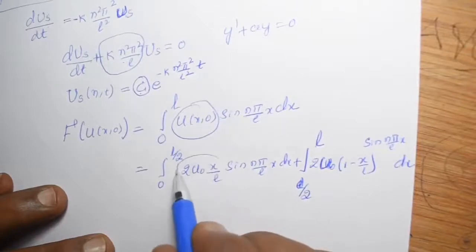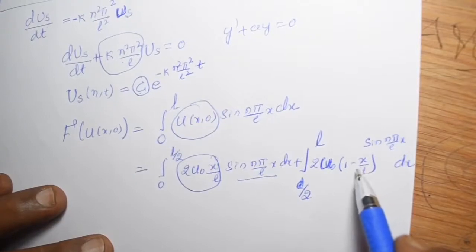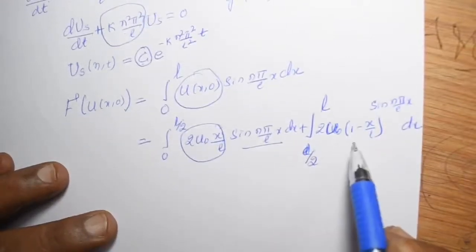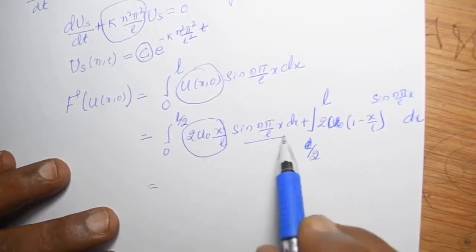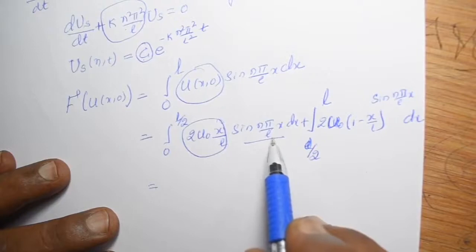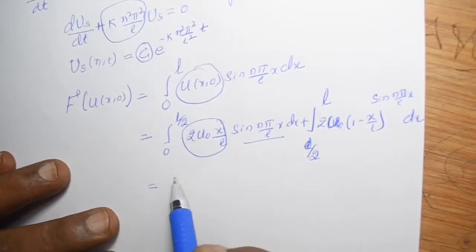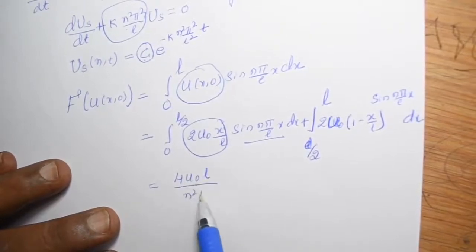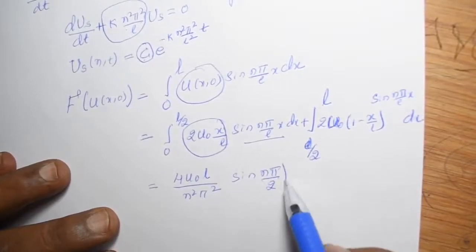This is for differentiation and this is for integration. You know how to integrate by using parts. By using the parts method, you have to integrate. I am not going to do the integration here because it is a simple problem and you are able to integrate it using integration by parts. After integration you are going to get 4u₀L divided by n²π² into sin(nπ/2).